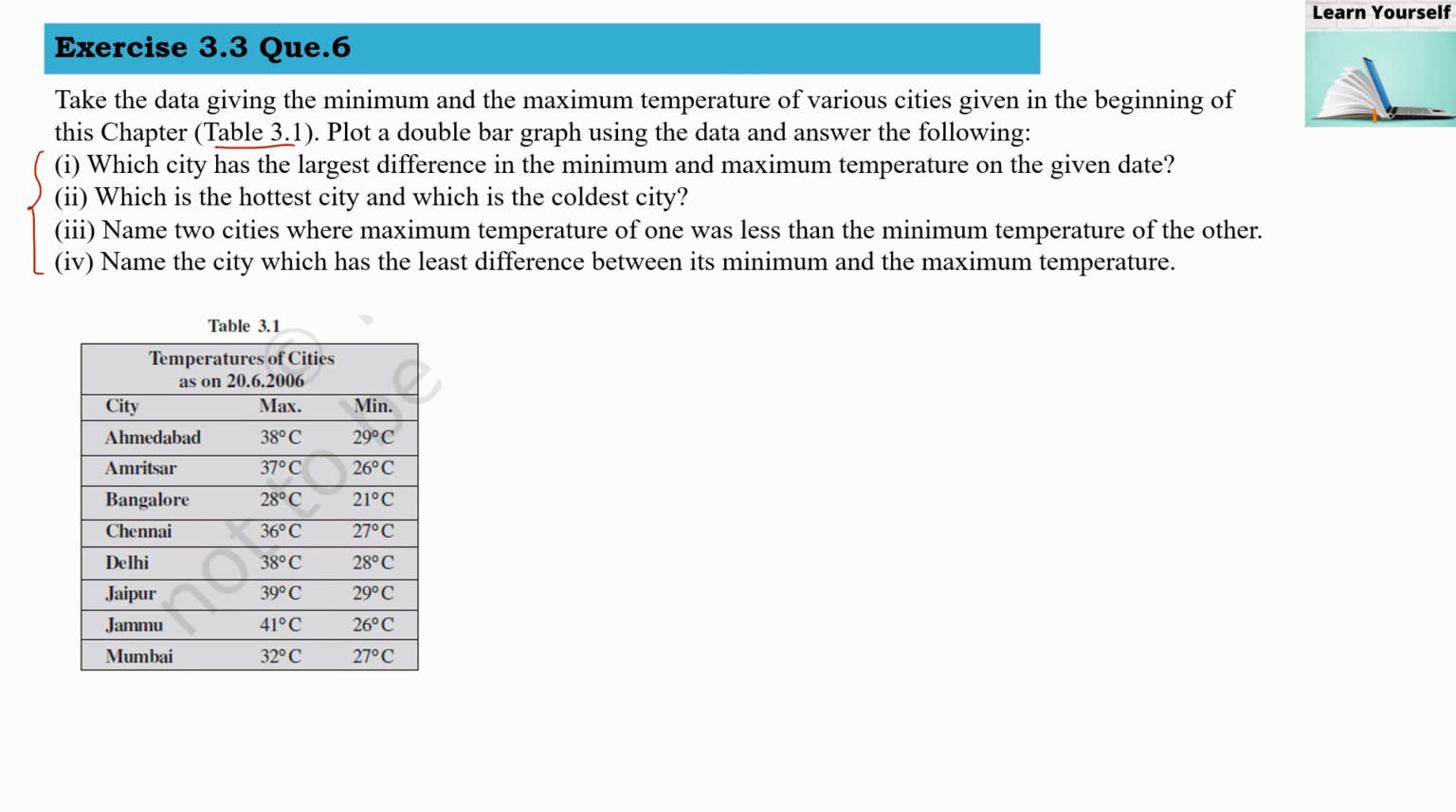Now this is our table, in which these are different cities, and for each city we have maximum and minimum temperature. So how are we going to plot our graph? This is our x-axis and this is our y-axis. Temperature will come on the y-axis, whereas on the x-axis the cities will come. And a double bar graph will come because we are going to mark maximum temperature and minimum temperature here. So the double bar graph will come like this.